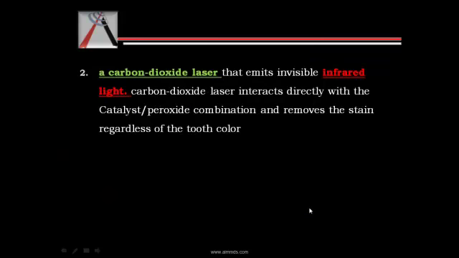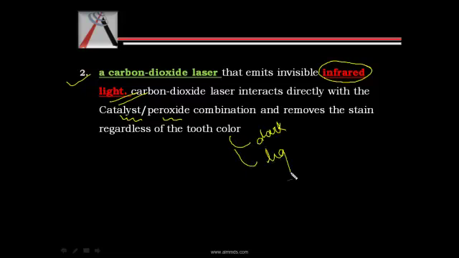Then we have the second laser that we can use, that is the carbon dioxide laser. Carbon dioxide laser emits the laser light in the range of infrared light, that is the invisible light. It interacts directly with the catalyst peroxide combination, and it removes the stain regardless whether the tooth color is dark or light. So the disadvantage that we had with argon laser, that it only removed the dark stain, we did not have the same disadvantage with carbon dioxide laser. So these are the 2 lasers which can be employed in the laser induced bleaching.